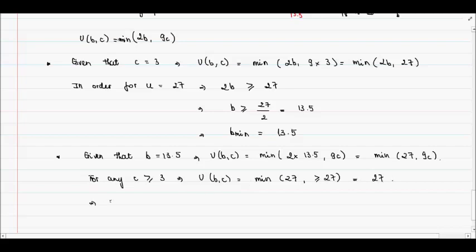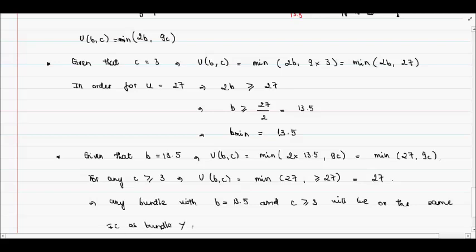and that is going to give you 27 as a utility level. That is basically showing you that any bundle with B equal to 13.5 and C bigger or equal to 3 will lie on the same indifferent curve as bundle Y, because it has a utility level of 27. So this is basically the vertex point or the kink point.